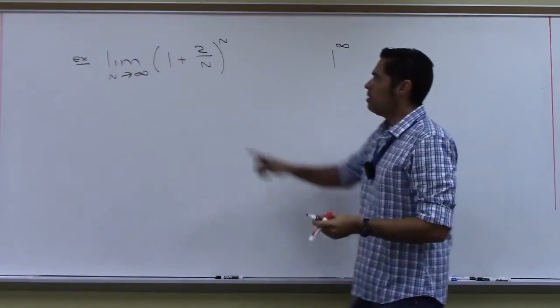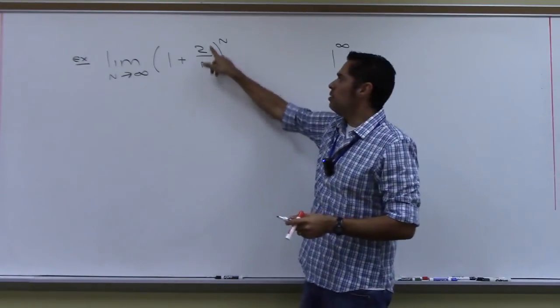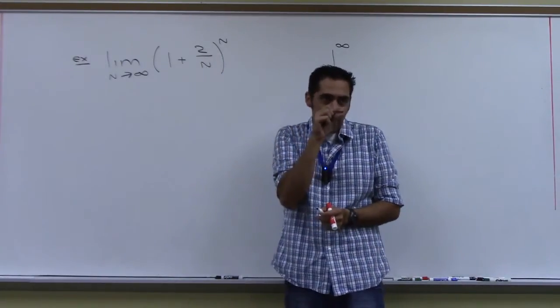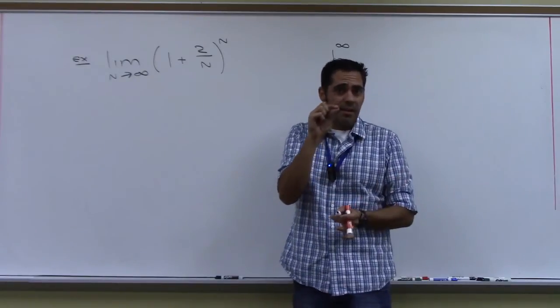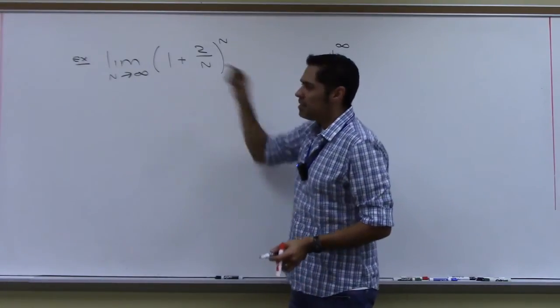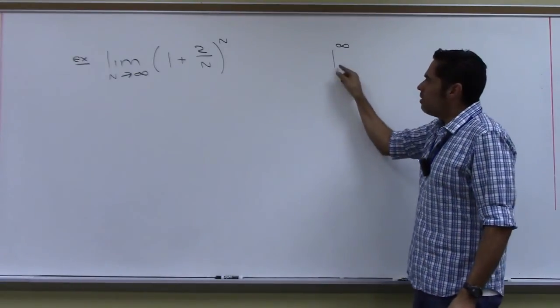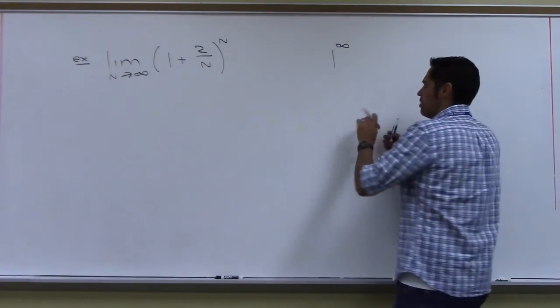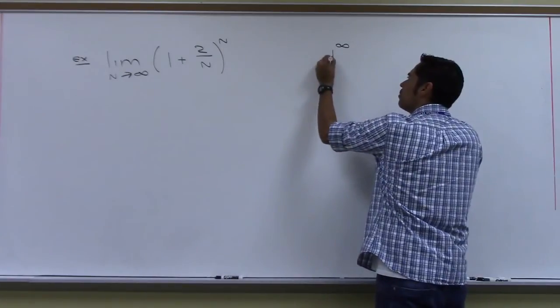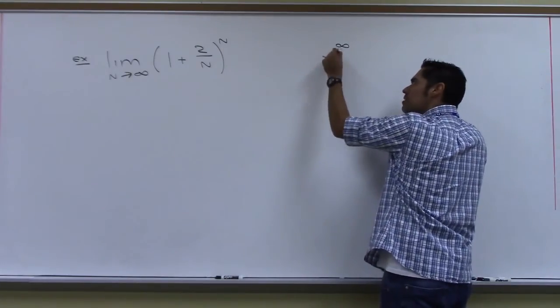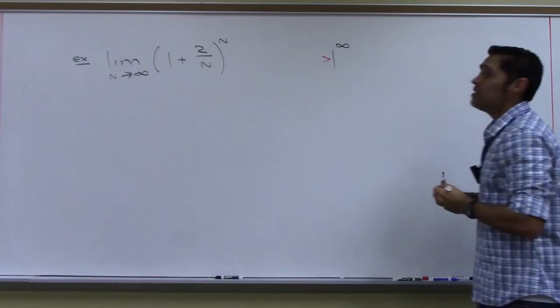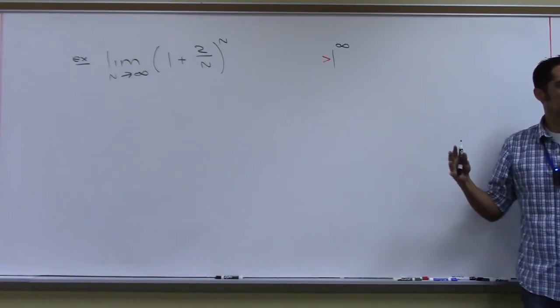Think about it. If I plug a huge number in here for n, 2 divided by that huge number, isn't that a tiny little number? It's getting closer to 0, but it's tiny, isn't it? So I have 1 plus a tiny number. That's not 1, is it? So if I take a number that's really close to 1, this right here is a little greater than 1, isn't it? This number right here is a little greater than 1. And I raise it to this huge power, what happens?